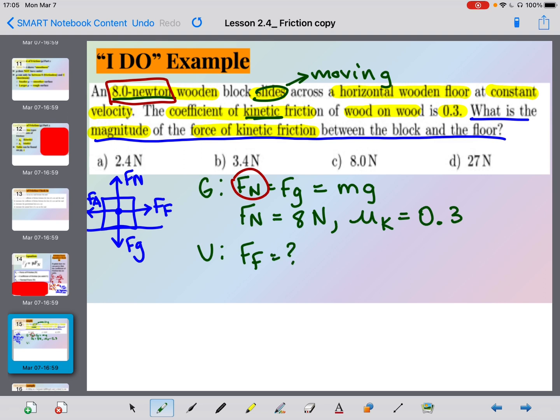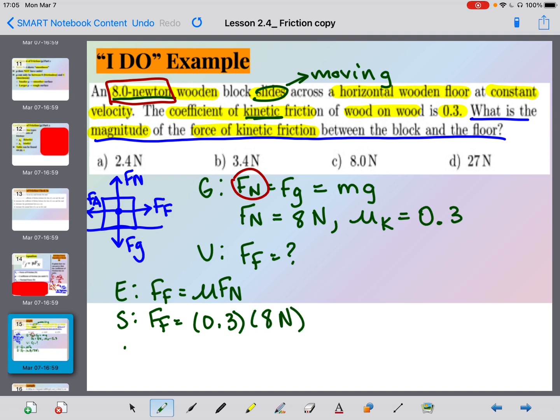Okay, we don't know what that is. They say the force of kinetic friction. That just means that is the friction of the moving object. Okay, the formula that we're going to end up using is Ff equals mu times Fn. We do substitution, so we don't know what Ff is, but we do know 0.3 times 8 newtons, and we should get a frictional force for kinetic friction of 2.4 newtons.